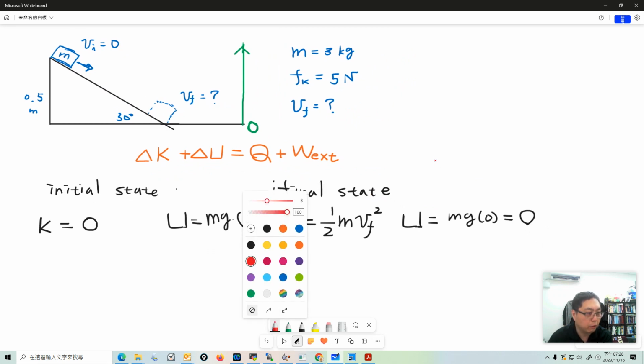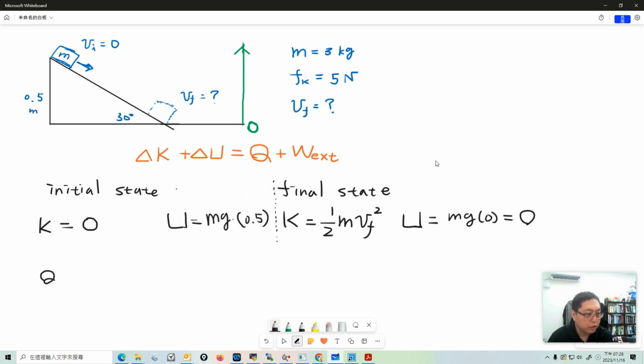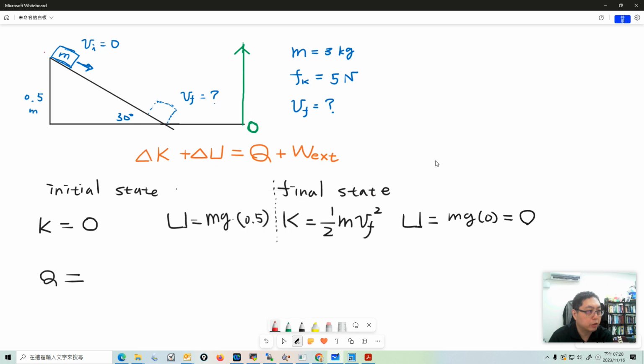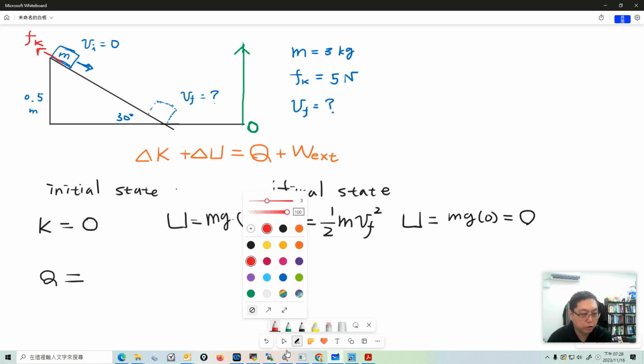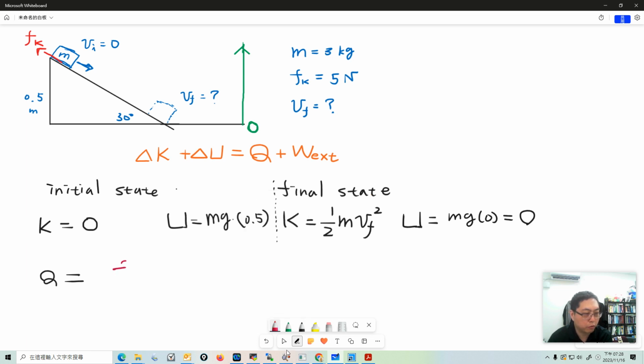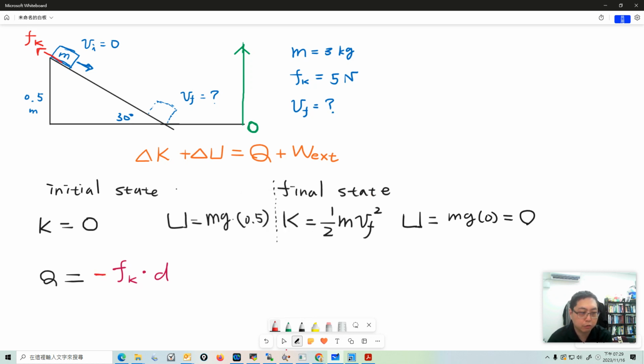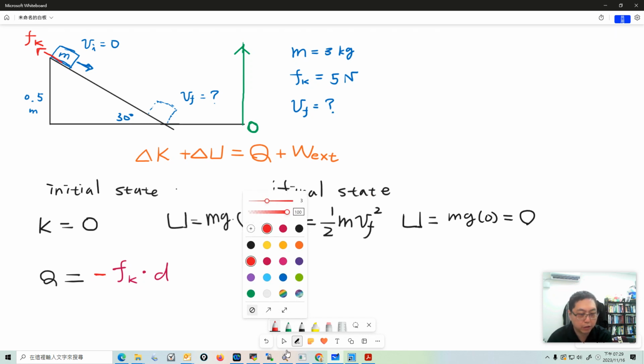Let's say, what is Q? Because there's friction, we always assume friction generates heat, and friction is always opposite to your moving direction. So what's the work done by the friction? It's the friction force times the distance. And don't forget the negative sign, because it generates heat. Released heat is a negative sign; added heat is a positive sign.